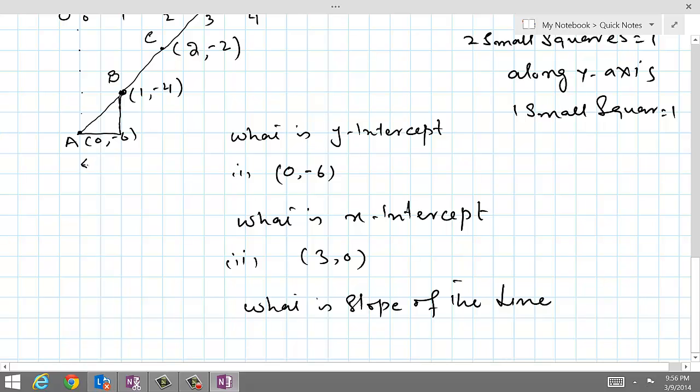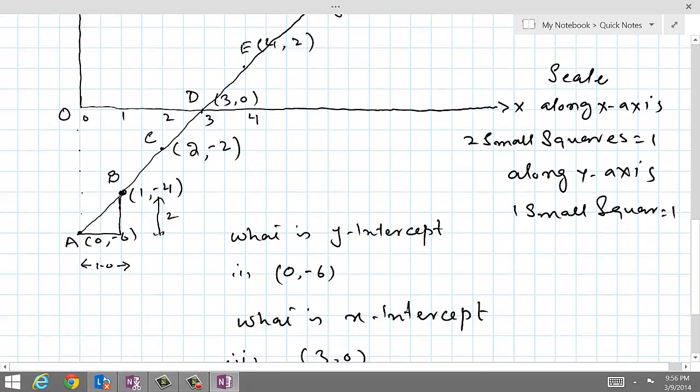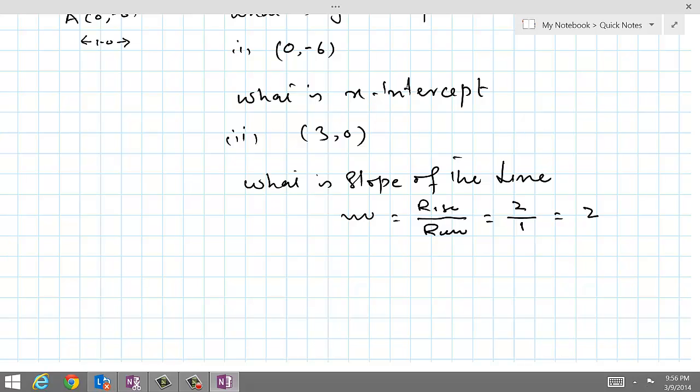So the width here is 1 minus 0, that is 1. And the height is, here it's minus 6 and there it's minus 4, so the height is 2. Therefore, the slope m is equal to rise over run, which is equal to 2 over 1. The answer would be equal to 2. So that is the slope of the line through rise over run, and we'll see you in the next video.